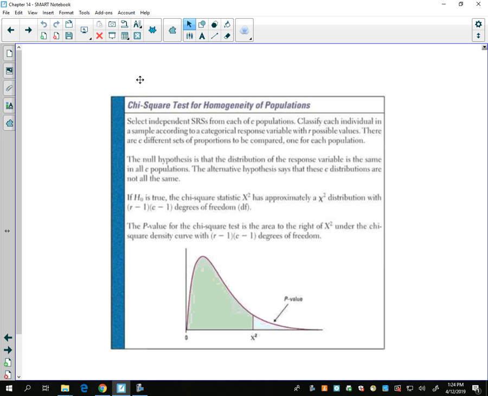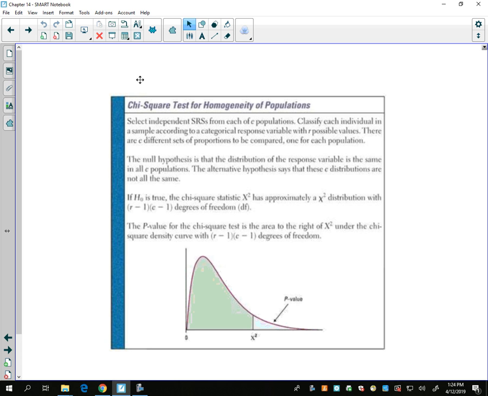And for this one, the null hypothesis is that the distribution of the response variable is the same in all populations. The alternative says that these distributions are not the same. So again, is the distribution the same across both populations? The alternative would just say that they're not. The null and the alternative on all the chi-square testing are pretty much the same: status quo for the null, and the alternative is that they're different.